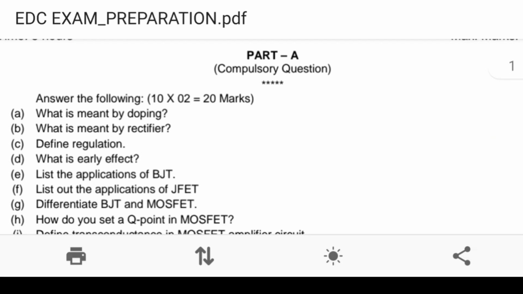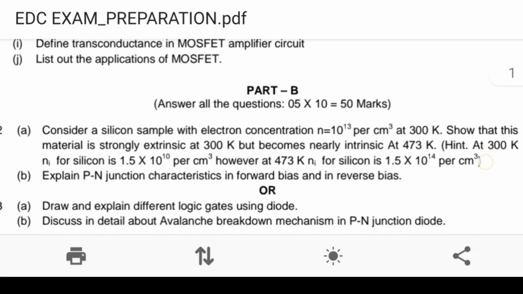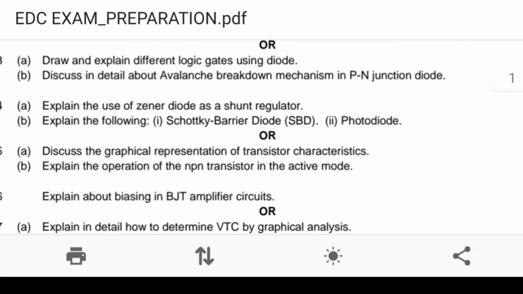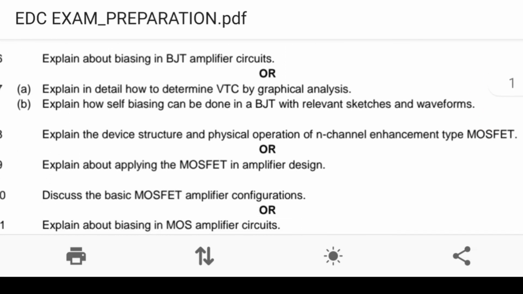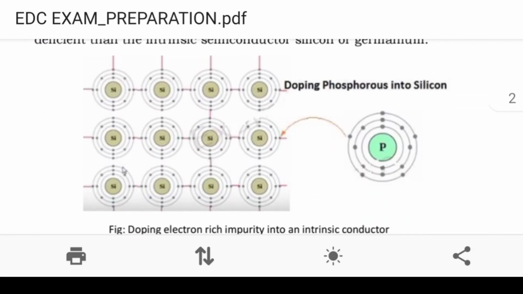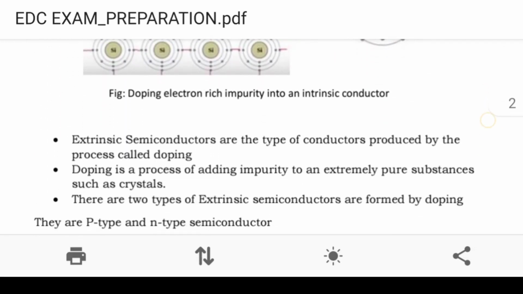What is meant by rectifier? What is regulation? Previously we discussed these in the previous EDC series. What is early effect? Applications of BJT. List out the applications of JFET. Let us go for those answers. This is the previous question paper, including Part B also, 2 marks and 10 marks.